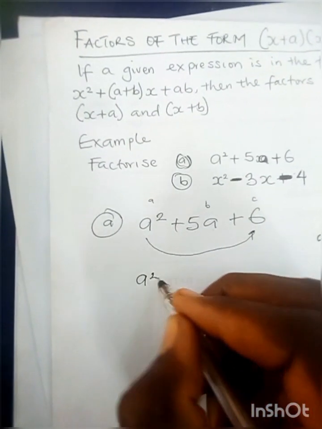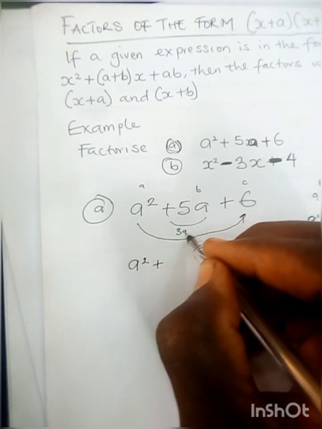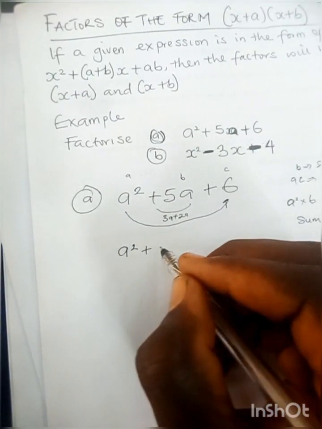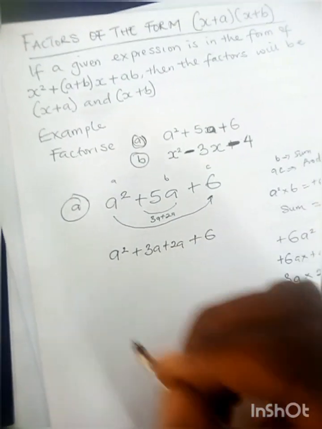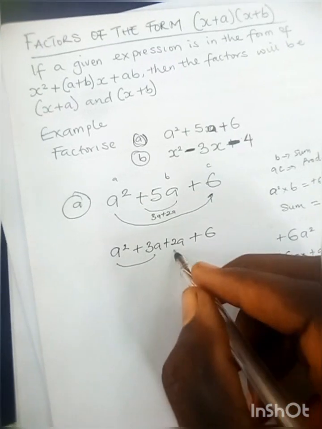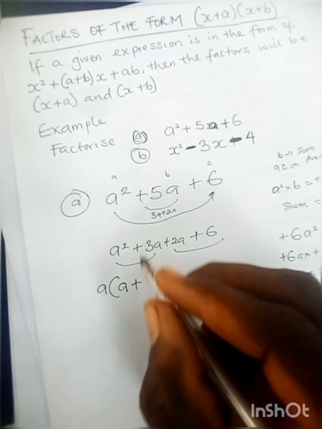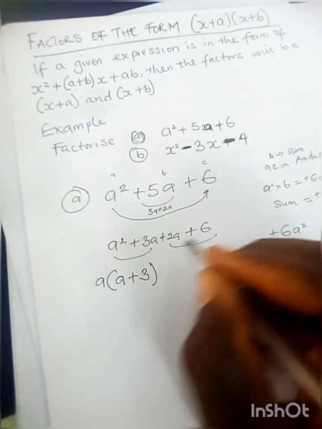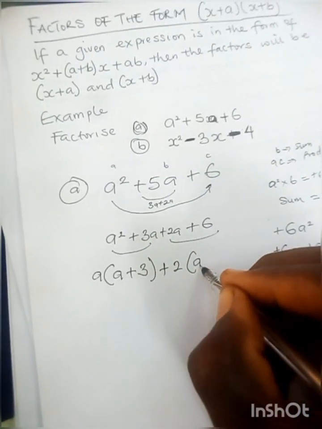Now have here to be what? a squared plus, replacing this one now, we're replacing this one with 3a plus 2a. So we'll put in here 3a plus 2a, then plus 6. Is it now able to be factorized? What's common in these two now? Take it this way. What's common? We have here a into this a plus, here will give us 3. What's common here? Plus 2 is common. 2 goes here, we have here a plus 3.